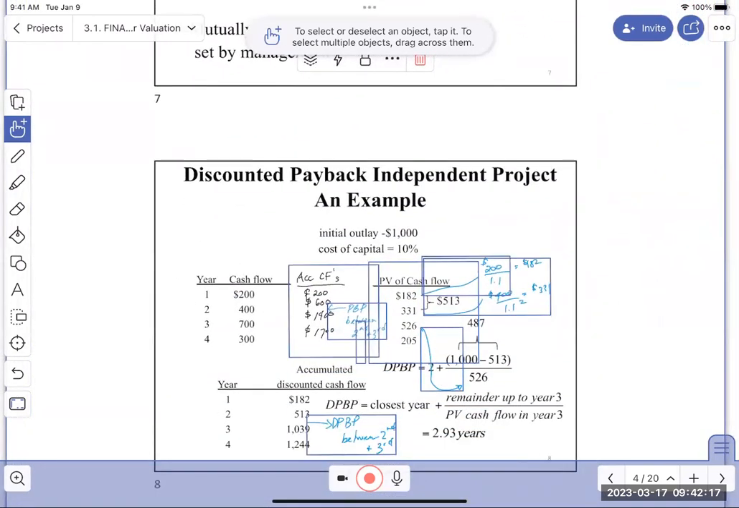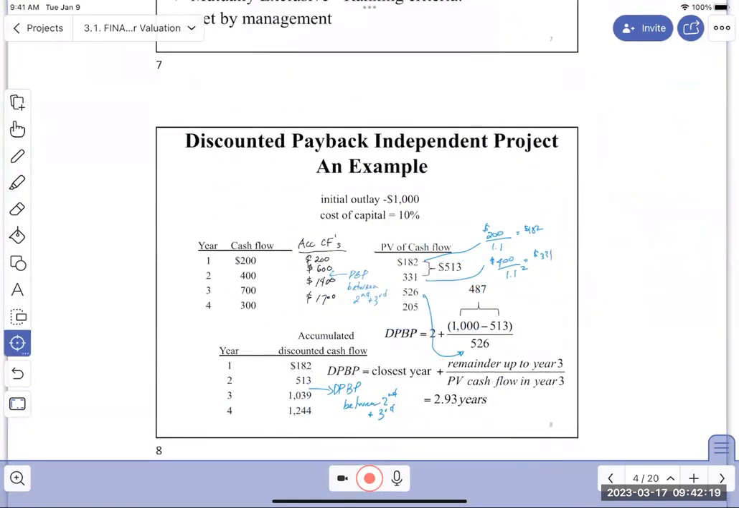One is that I completely ignored this fourth cash flow, 300. I've completely ignored it. Now 300 is not so impressive, but I've just completely ignored it to calculate this. It hasn't gone into the calculation. It's not part of the accumulated cash flows. I just ignore it.